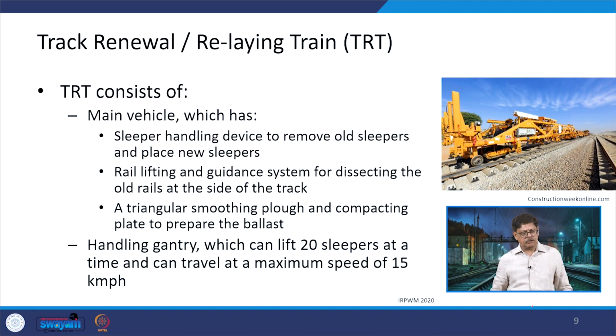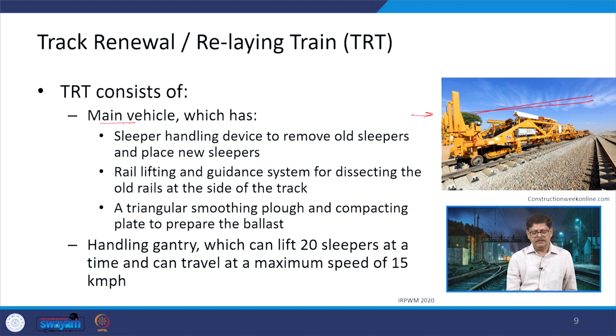Now, let us talk about the TRT, that is the track renewal or relaying train. On the side there is a photograph, you can see one big assembly. This big assembly is actually the track renewal train or relaying train. It has all the facilities which are required when you go for construction of a track or for a renewal of a track.